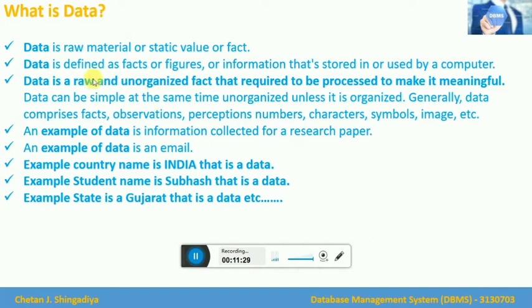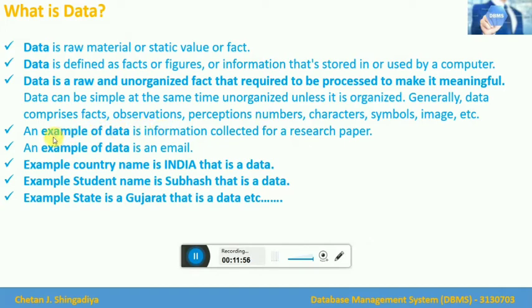Let me revise once again. What is data? We can simply say that data is a raw material, or we can say it is a static value or fact. We can categorize it one more way, that is, data is a raw and unorganized fact that requires to be processed to make it meaningful. So this is the definition of data.